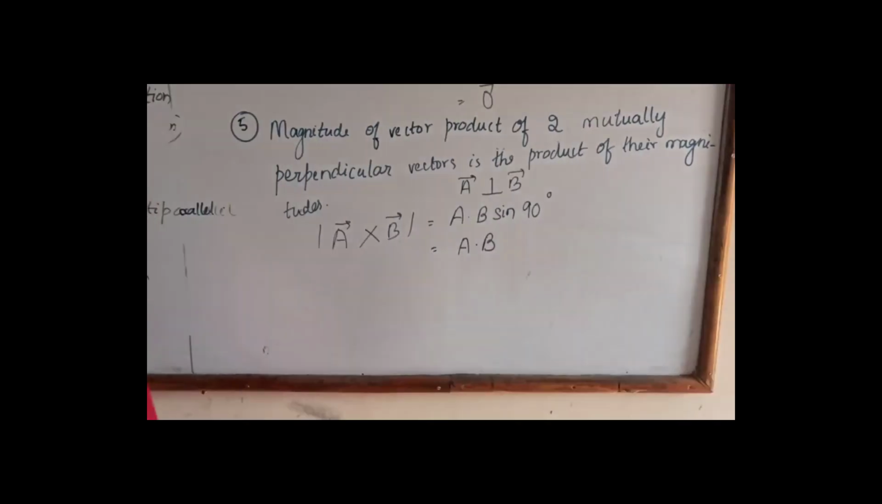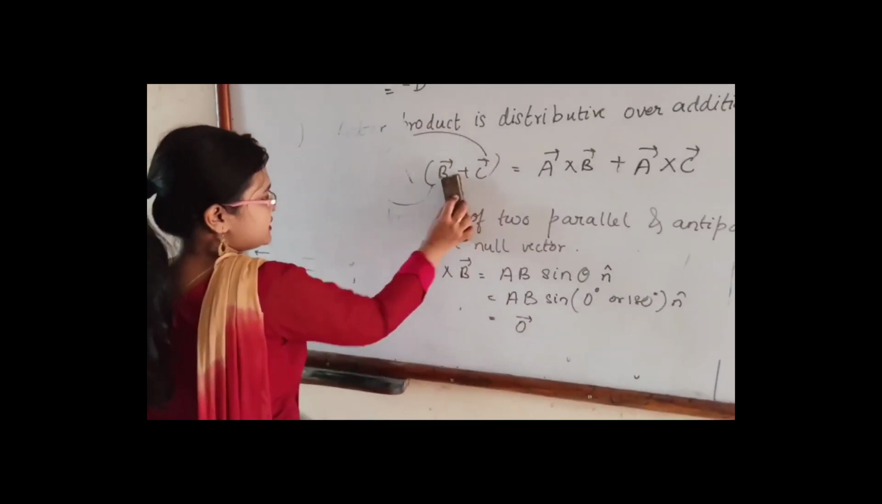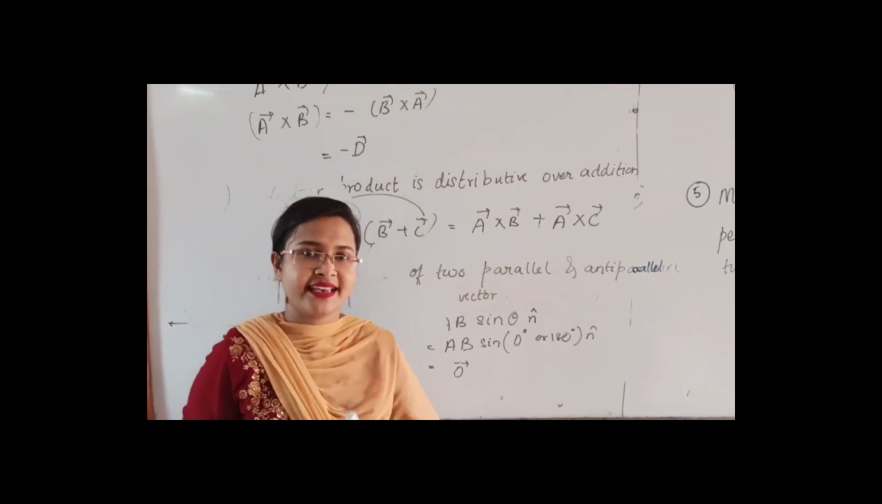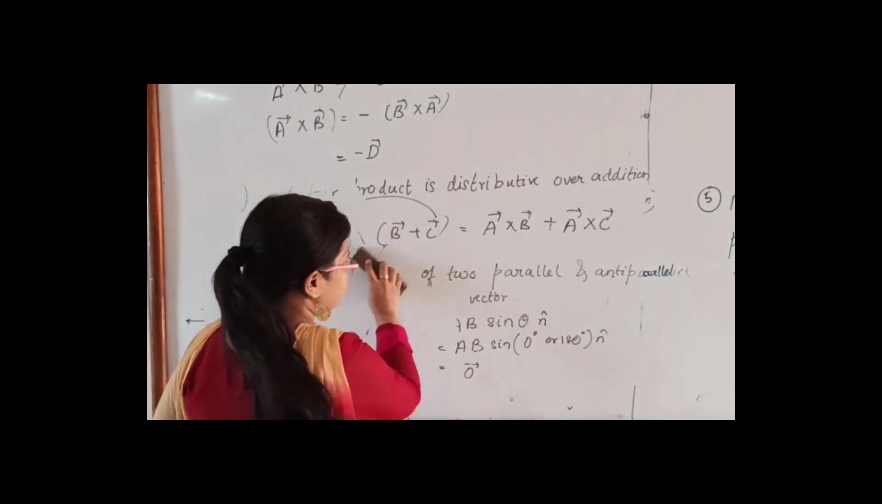Let's go to the sixth, that shows the vector product of base vectors or orthogonal vectors, that is i cap, j cap and k cap.